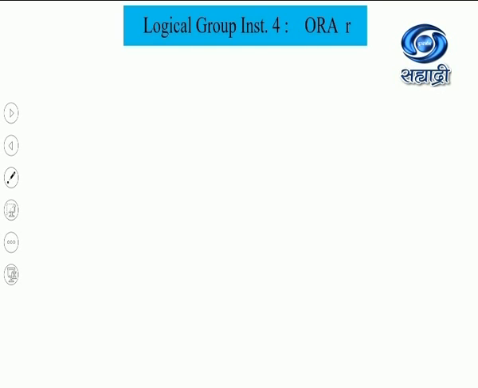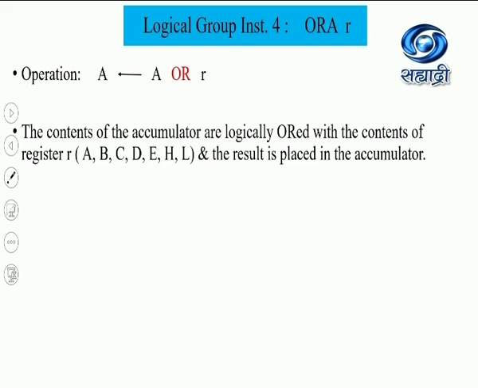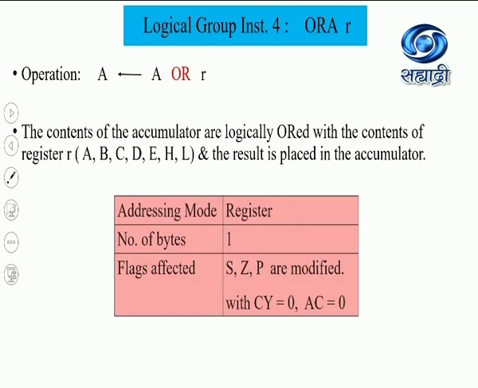The next logical operation is OR operation. ORA R. Operation performed by microprocessor is here. The contents of accumulator are logically ORed with contents of register R. R can be any one of these registers. The result is placed in the accumulator. So like arithmetic operation, whenever logical operation is performed, first of all, result is stored in the accumulator. Then it can be moved to some other location.